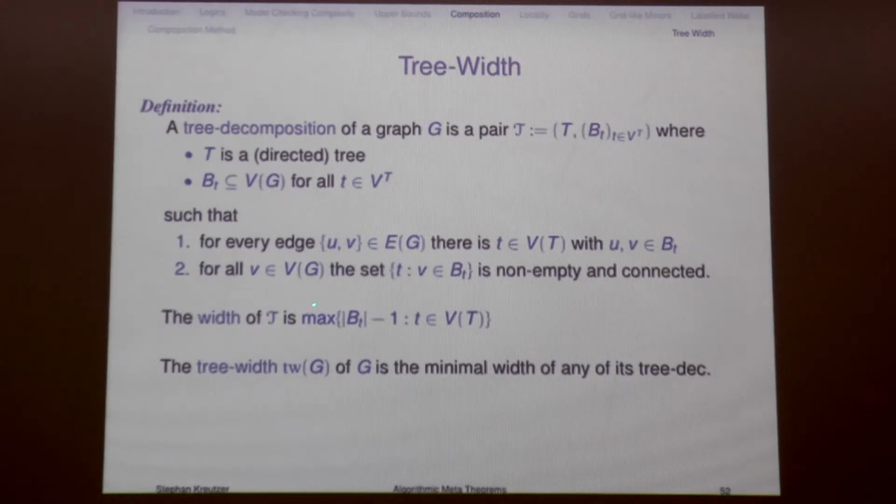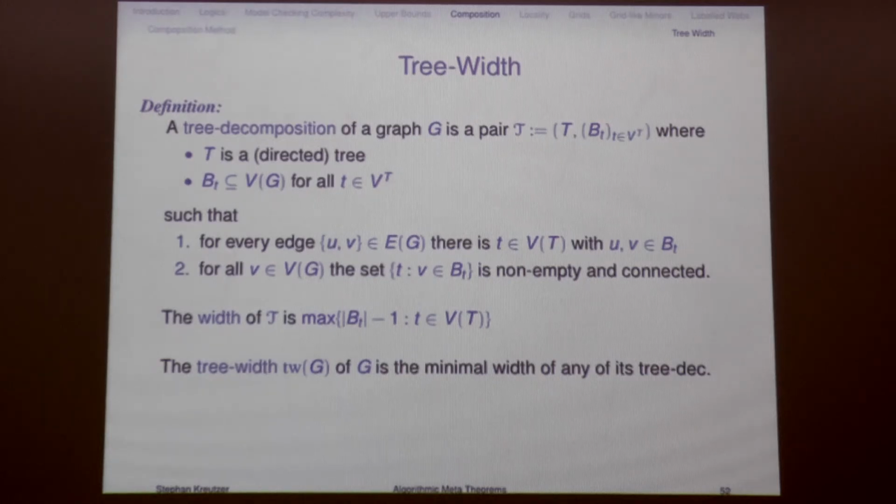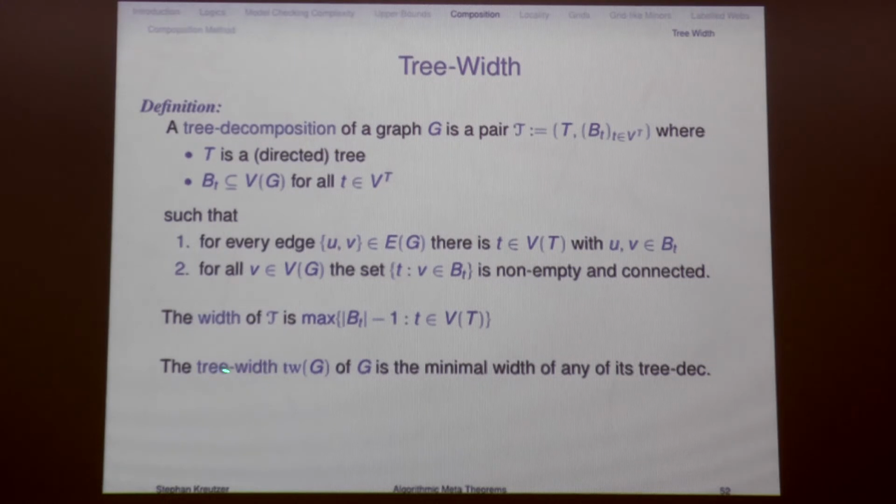And this is a tree decomposition, and the width of this is just the maximum number of elements in such a set minus 1. And the tree width of a graph is the minimum width of any of its tree decompositions. And this is well defined because every graph has a tree decomposition: you just put everything in a single set. Yeah. So these sets B_t are called bags. Throw everything in one bag, then this is a tree decomposition, not an interesting one. And so this just minimizes the tree decomposability of your graph.